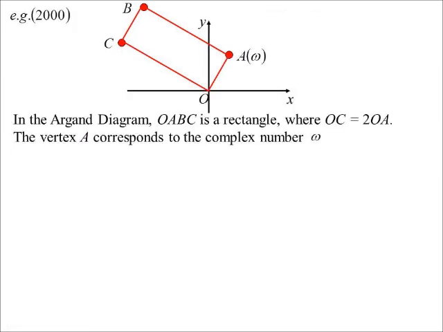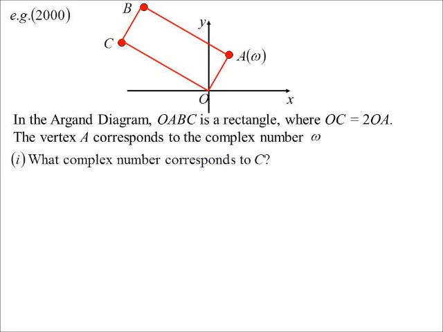2000 paper. This one's a rectangle. They told us A was w. We were also told OC is twice the length of OA. O is omega. So what is C is the first question. The only one I know about is w at this stage. How can I get from A to C?